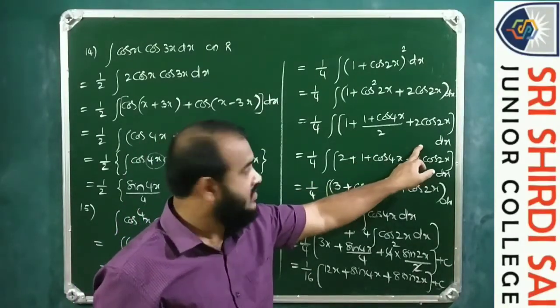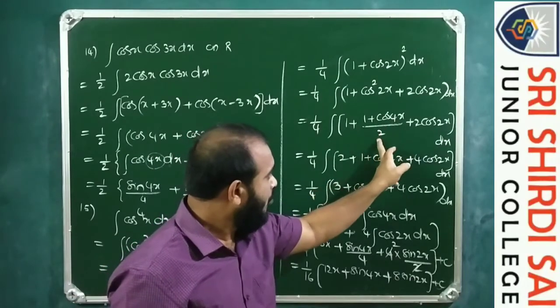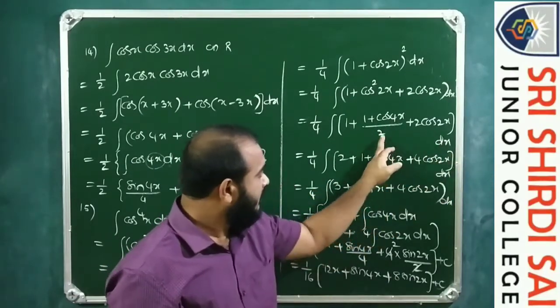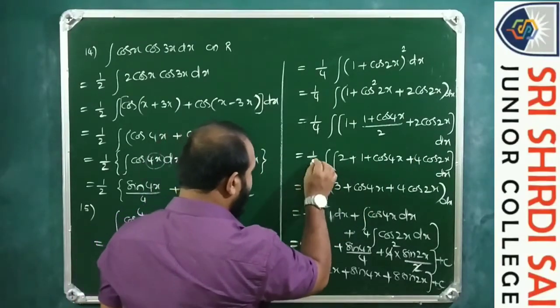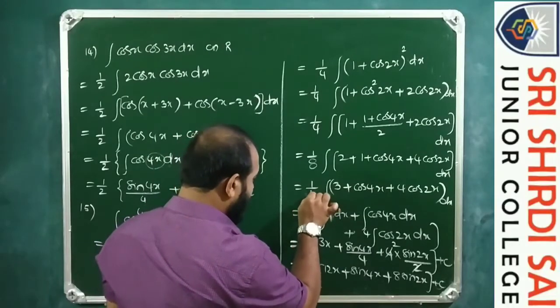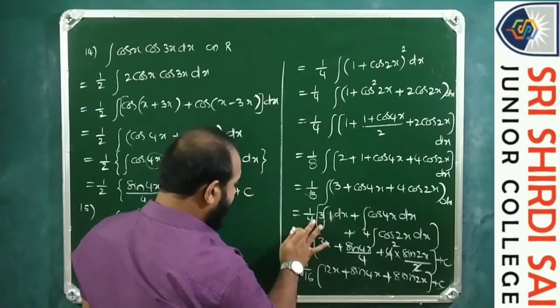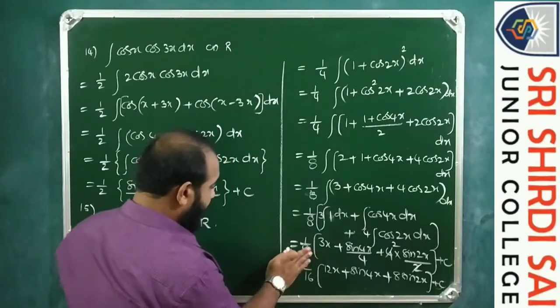2, we have taken LCM. 2 1s are 2 plus 1 plus cos 4x. 2 2s are 4 cos 2x. This 2 is the LCM. 2 4s are, it will become 8 here. So similarly this is 8. This is also 8. So now this is also 8.